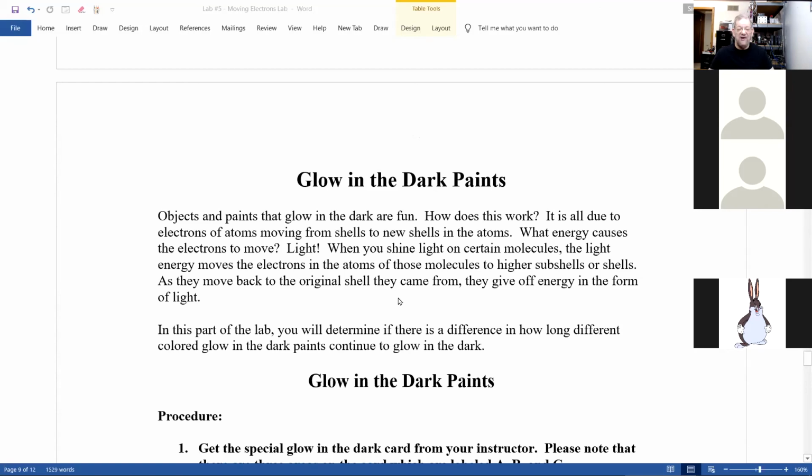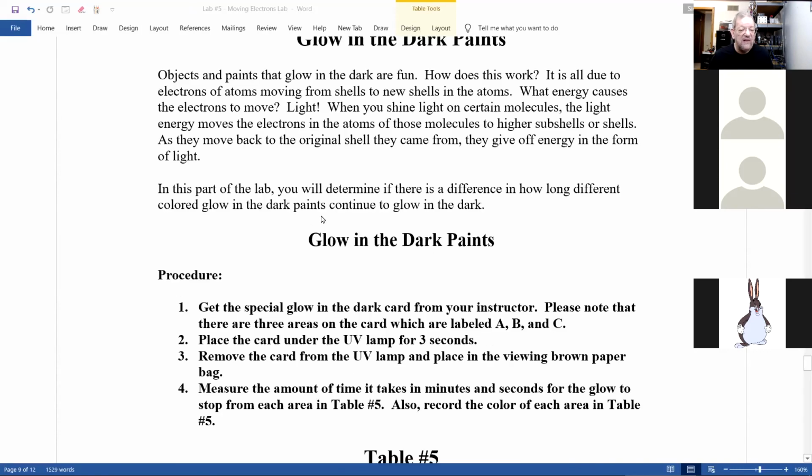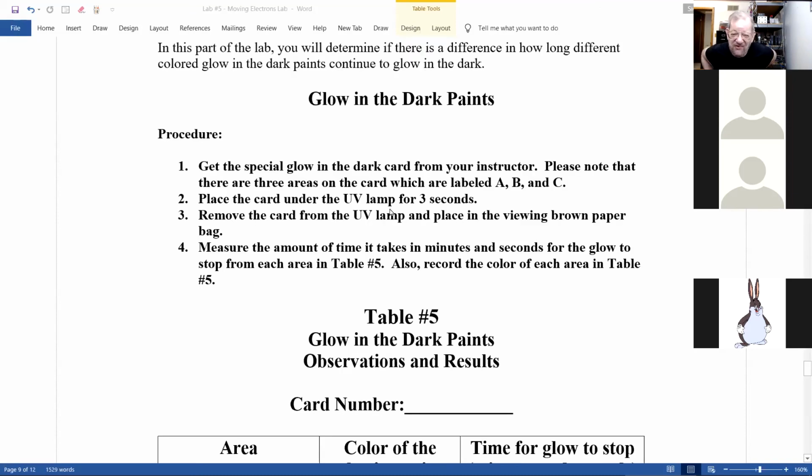Now, glow-in-the-dark paint, how does it work? Well, electrons moving from shell to shell. And this one, you'll determine if there's a difference in how long the colored glow-in-the-dark paints continue to glow in the dark. Now, they don't have this set up in Beyond Lab Z. I've been trying to sell it to them. They've been cheap and haven't done it. Come back to me, but maybe they will, maybe they won't.